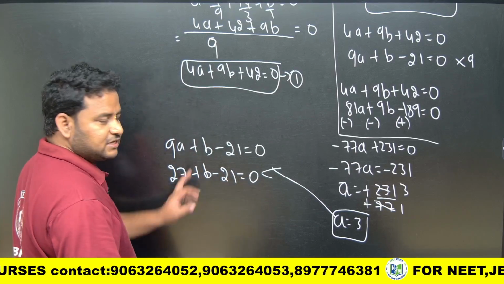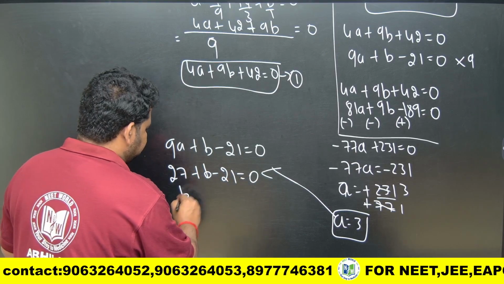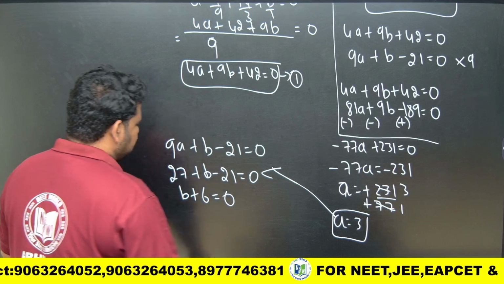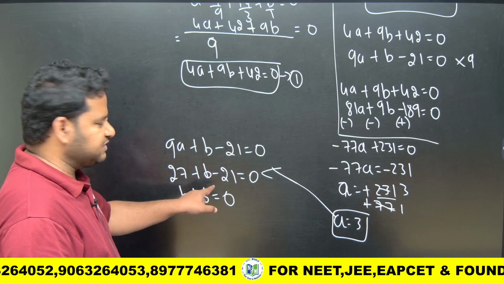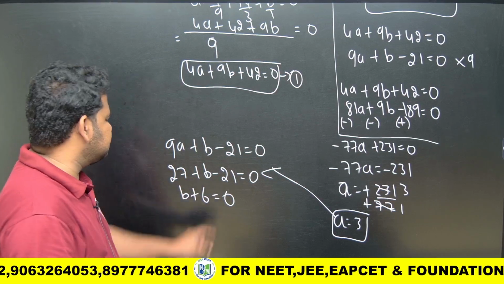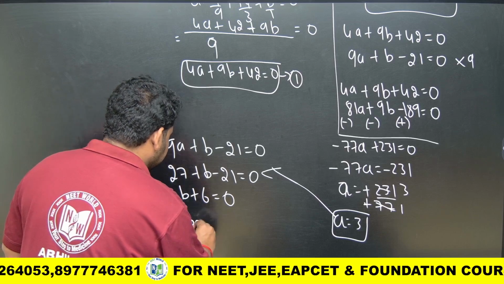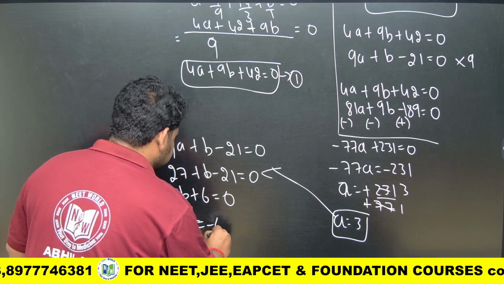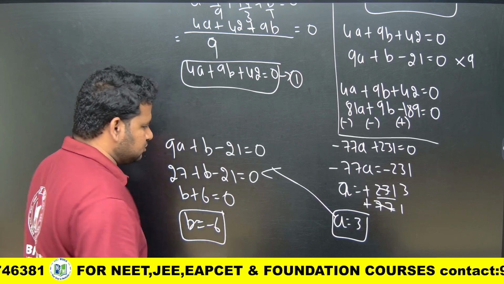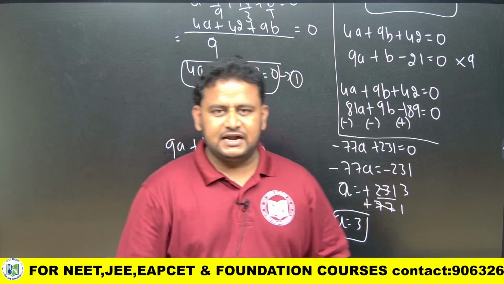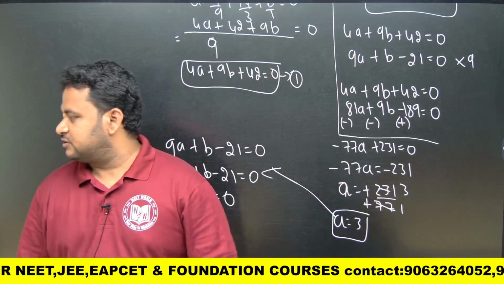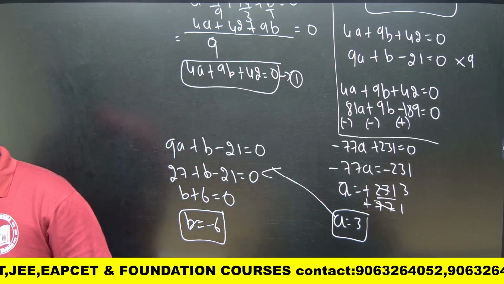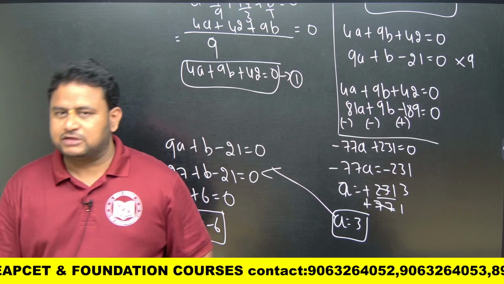So 27 minus 21 is 6. So b plus 6 is equal to 0. So I got b is equal to minus 6. So we got a is equal to 3 and b is equal to minus 6. Alright, that is the way to solve this question.